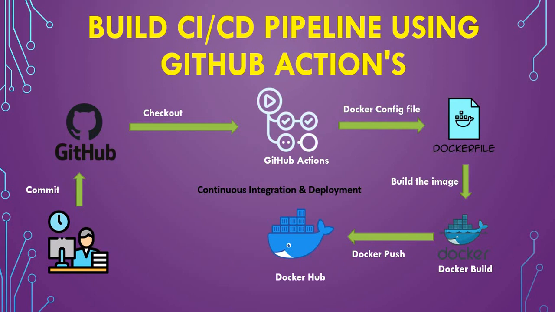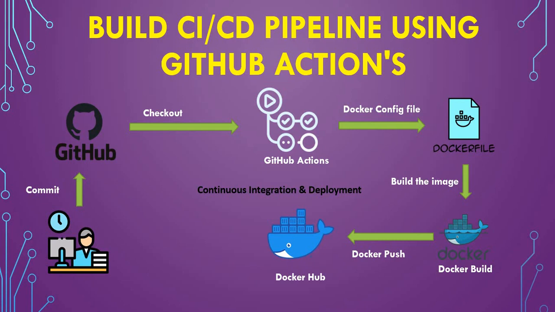If you want to push it to a different repository, like your own repositories, or it can be a GitLab repository, there are different ways. But in our case, we are going to build this Docker image and push it to Docker Hub. So this overall process we will be doing in this tutorial.